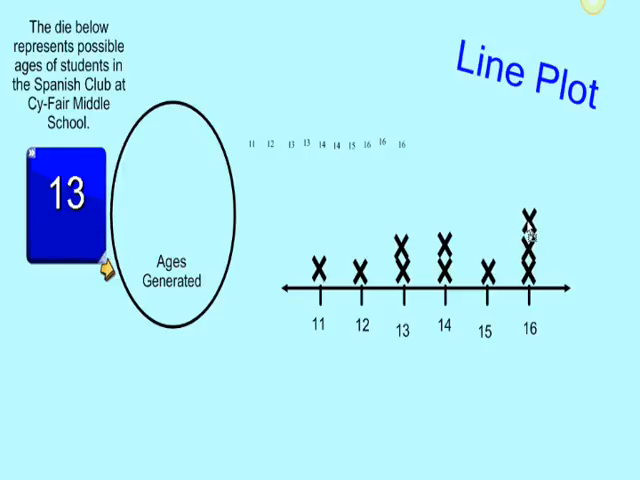So this line plot represents the ages of the students in the Spanish club at Cy-Fair Middle School. We could ask ourselves several questions about the graph. One might be, what other type of graph does a line plot remind you of? If you said a bar graph, you're correct. In a bar graph, the height of the bar is in relationship to the number it represents. So in this example, the height of our line plot is represented by the number of x's that are on a particular number. So a bar graph is very similar to a line plot, but just a different representation.